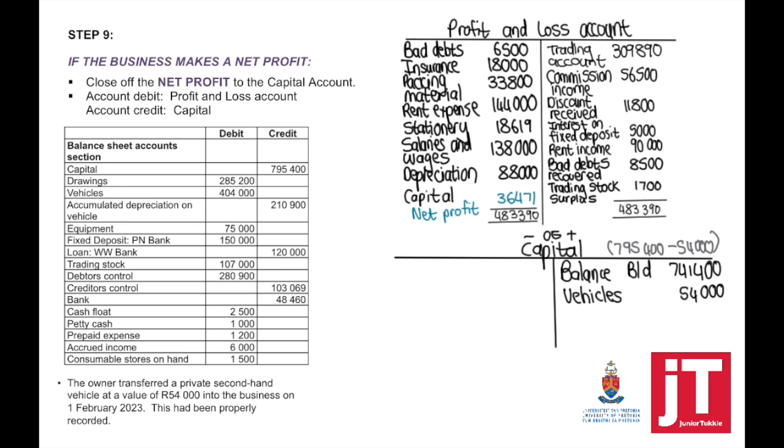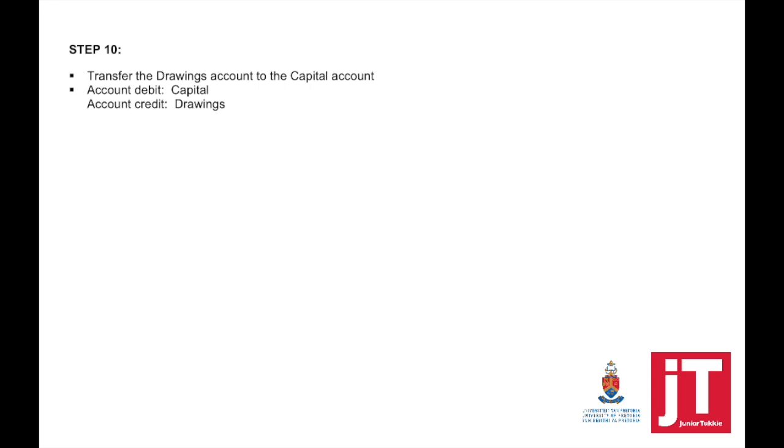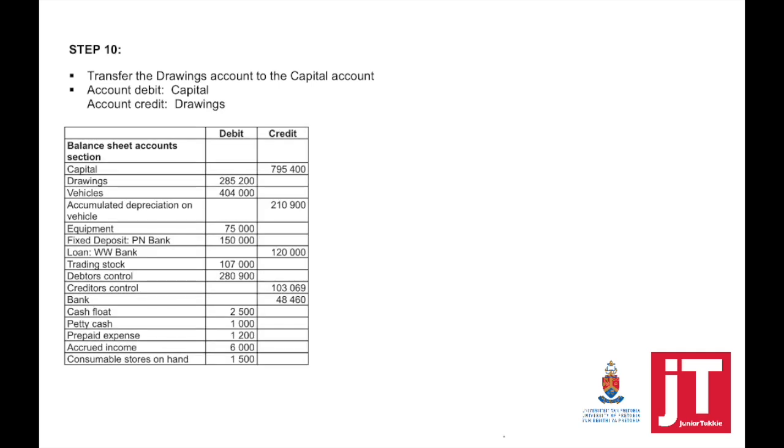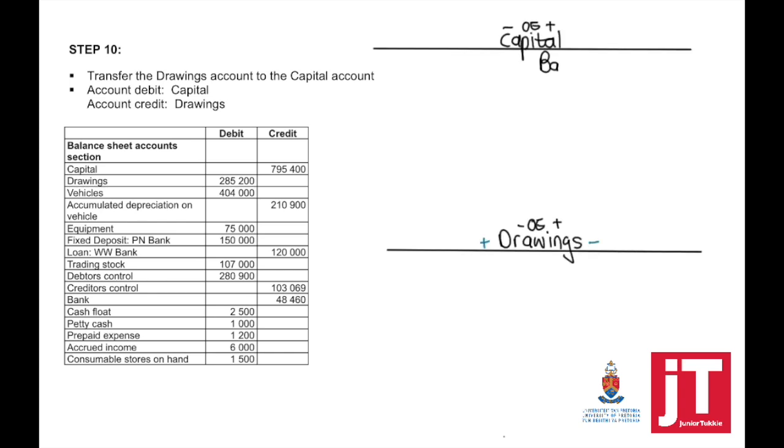Now I can take the net profit to the capital account, which means the profit and loss account is going to be debited, account credited, capital. Our final step, once we've done that, we need to close off drawings, and drawings is taken to the capital account. We start with drawings, which is an owner's equity account.